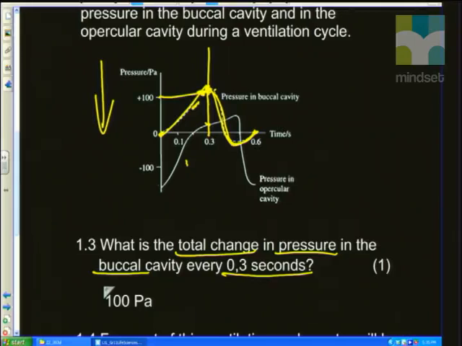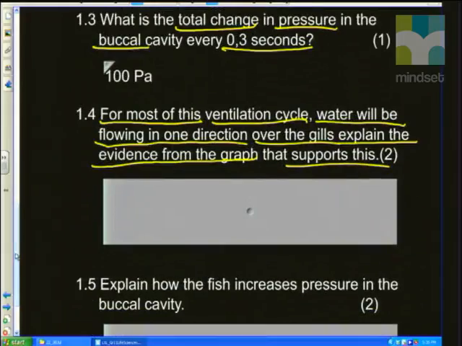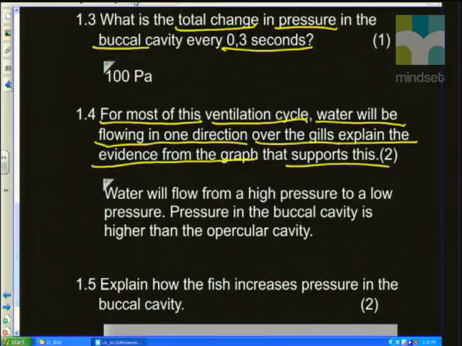Then when this gets very high, it gets pushed out, it creates a suction in the mouth, and then the pressure regains at the bottom. So it moves from a high pressure to a low pressure, and that's what they're asking for. It's a very simple question. The water will flow from a high pressure to a low pressure.